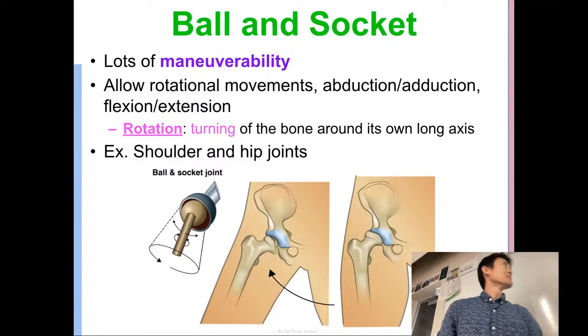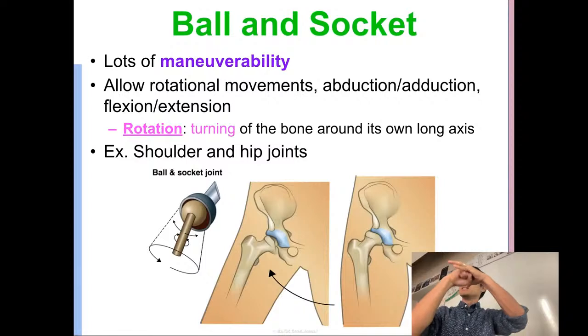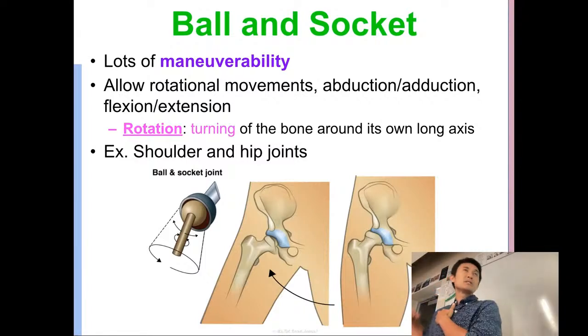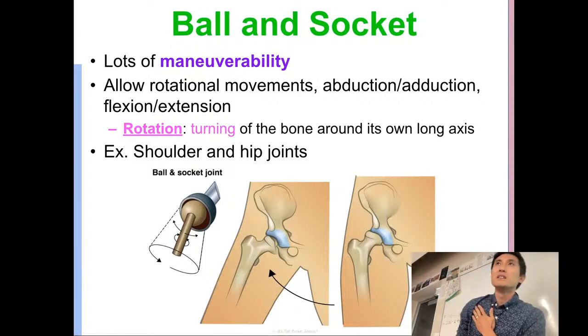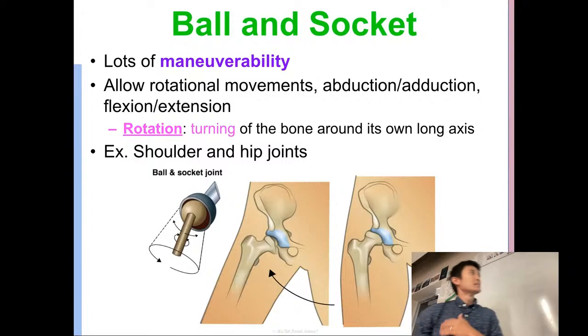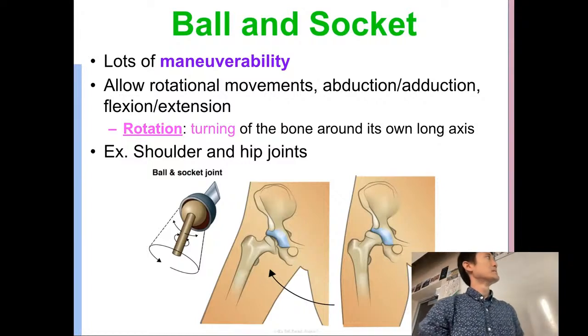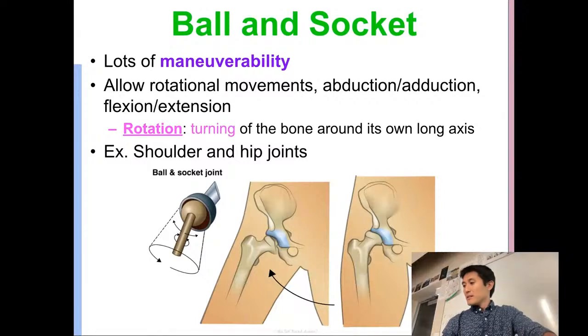Okay, and then lastly, the most famous of all, and the most mobile, is your ball and socket joint, and it's called that because it looks like a ball in a socket. Okay, your shoulder is a ball and socket, and your hip is a ball and socket. Okay, your shoulder and your hip. Those have the most mobility out of all the synovial joints. Okay, so ball and socket and our saddle joint.